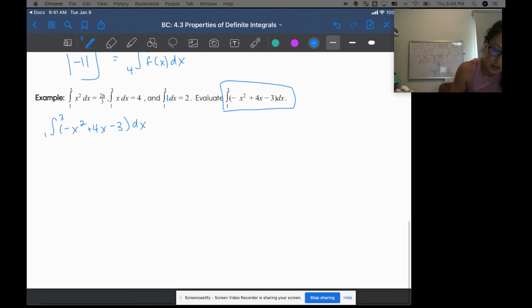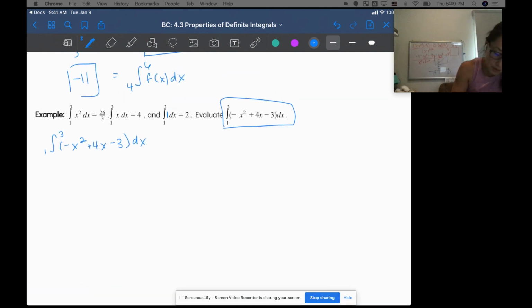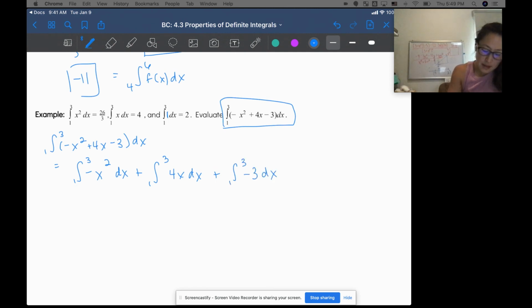And I remember my integral property rules, and I remember that this is equal to all of my terms split. So I have the integral from 1 to 3 of negative x squared dx. So I'm going to split each term into its own integral, plus the integral from 1 to 3 of 4x dx. And we can only do this with terms, not with factors, okay? Terms. So polynomials we can split apart, or pieces that we're adding together, even if they're not polynomials, okay?